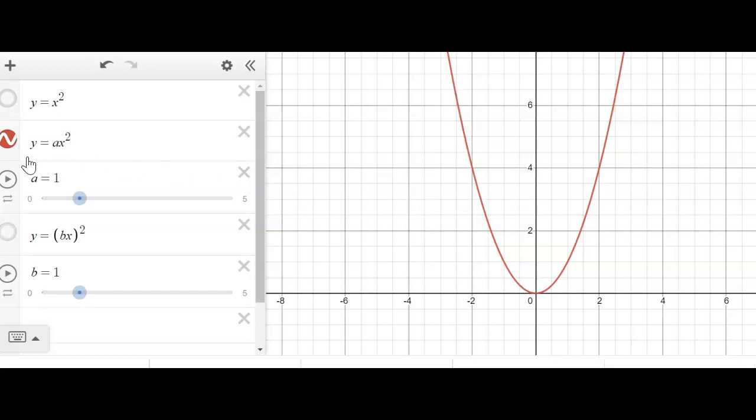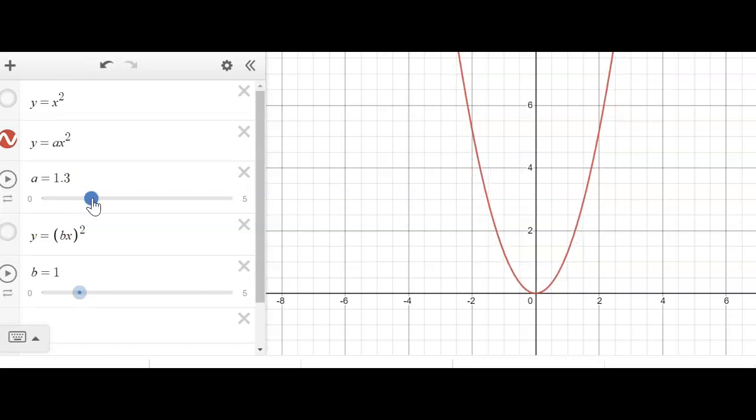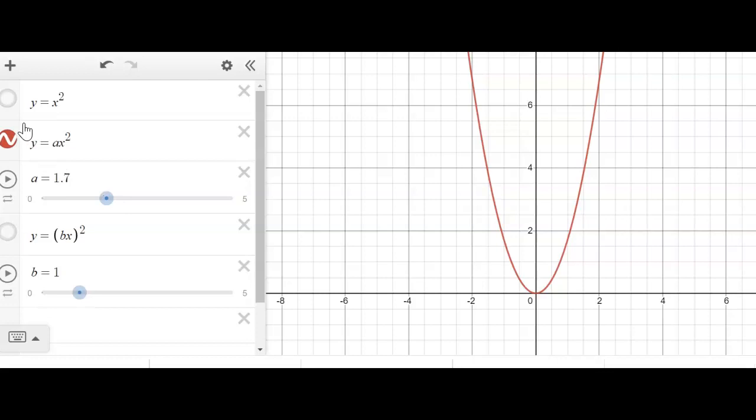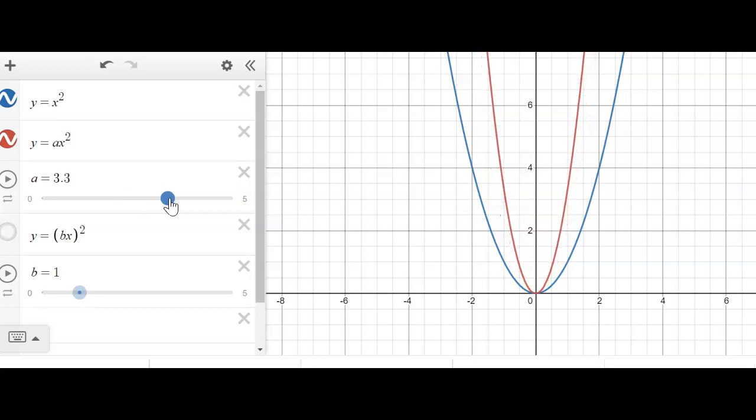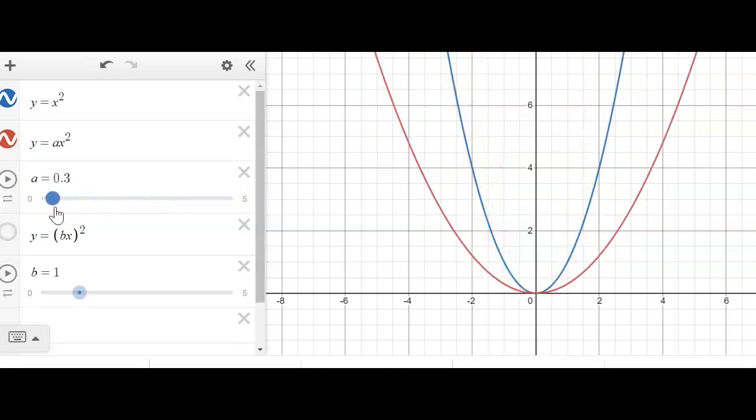If you look on the left-hand screen, y equals ax squared. So the value of a is just our dilation factor. So if you look at the graph, actually I might just put back on the original. So that's y equals x squared, and you can see as a changes, your graph dilates. So it either becomes wider or narrower, just like that.